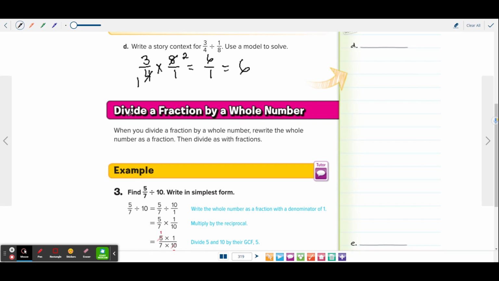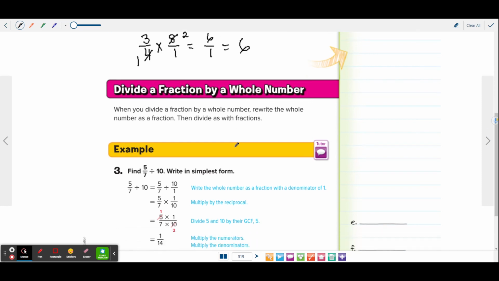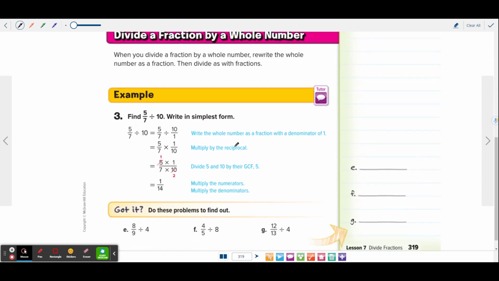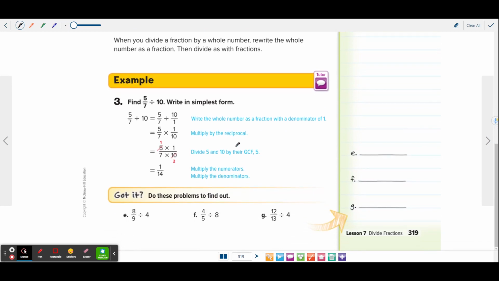All right, now for the second part here, divide a fraction by a whole number. Remember, a whole number always has a 1 underneath it, so you just need to put a 1 under the whole number and then do the same, keep, change, flip. So 5/7 divided by 10, remember the 10 would have a 1 underneath it, right? So you'd have 5/7, you would change your sign to multiply. The 10, you'd flip that, and it'd be 1/10. And then they simplified before they divided. 5 and 10 can both be divided by 5. So then you have 1 times 1, which is 1, over 7 times 2, which is 14. So you have 1/14 for your answer.